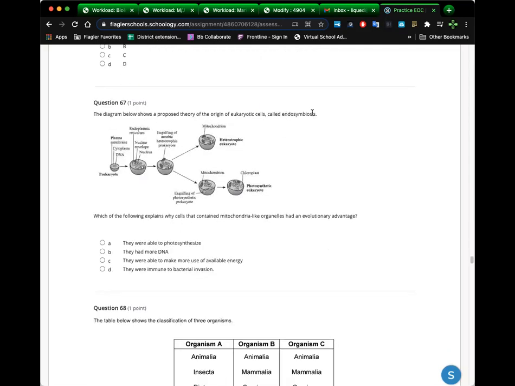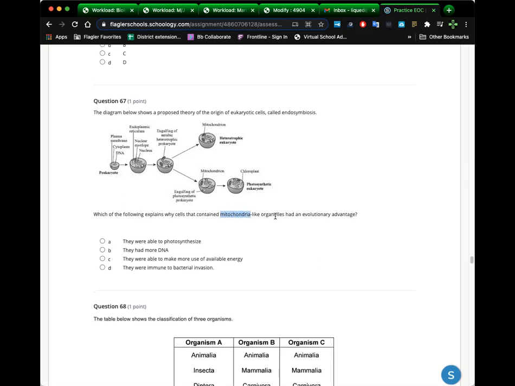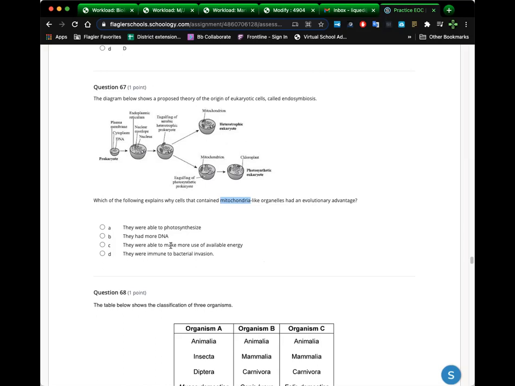All right, we're talking about endosymbiosis. So endosymbiosis is basically how we got eukaryotic organisms. So you have bacteria, prokaryotes, and eventually one would just kind of live inside of another and then slowly start to replicate. Some of them were kind of specialized. Some were to make energy in general. Some are able to photosynthesize. So that's how we get the organelle. This one specifically is talking about mitochondria. If you know what mitochondria does, mitochondria makes energy for the cell, or ATP. So they're able to make more use of available energy. Or it could say ATP. Just keep that in mind.